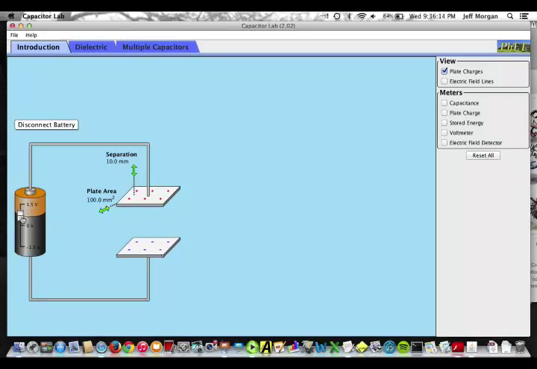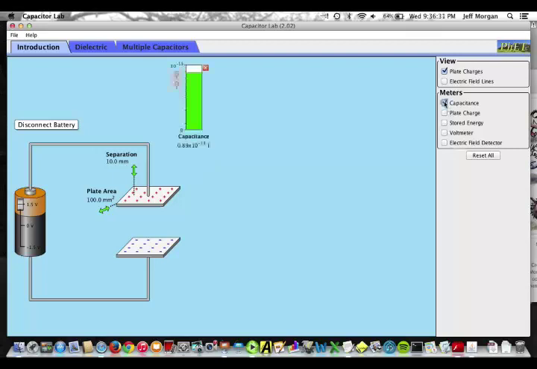So I'm just going to take this back up to 1.5 volts and then play around with the simulator to answer the 3 questions that we previously asked. The first one said, if you increase the plate area, what does that do to the capacitance of this thing, the ability to store charge?